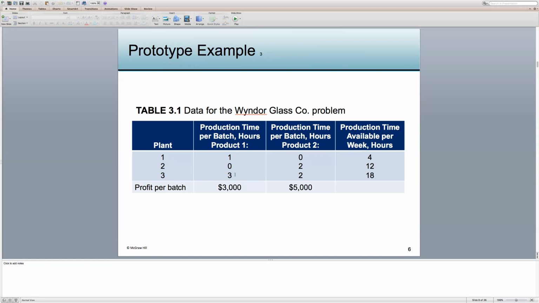And what is the profit? Well, for every batch of product 1, you make $3,000. And every batch of product 2, you make $5,000. And because we don't need to have all these zeros, we can say that we're counting profit in thousands of dollars. So the profit per batch for product 1 is 3. That means $3,000. The profit per batch for product 2 is 5. That means $5,000.